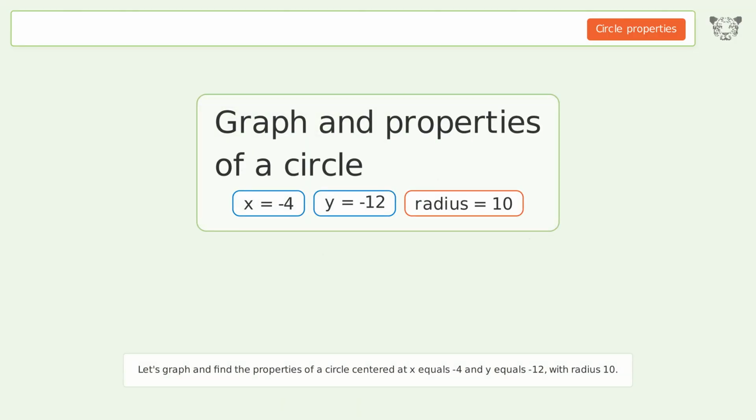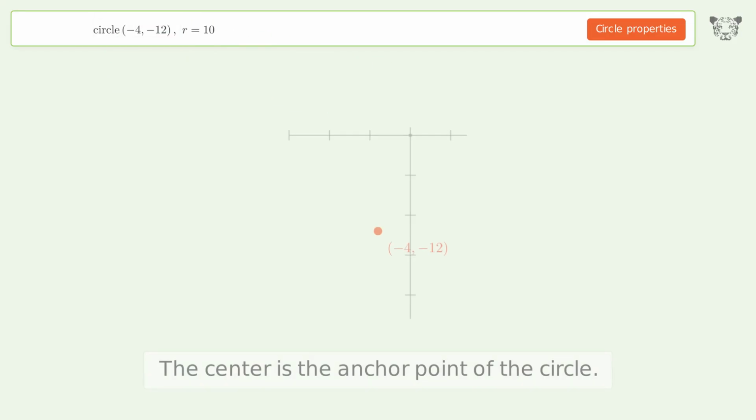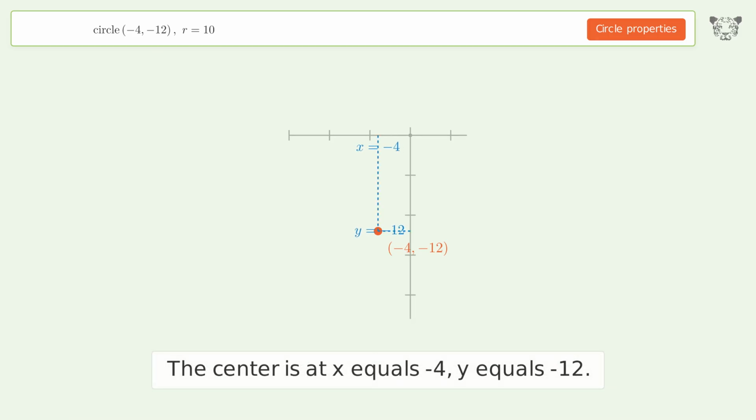Let's graph and find the properties of a circle centered at x equals -4 and y equals -12, with radius 10. The center is the anchor point of the circle. The center is at x equals -4, y equals -12.